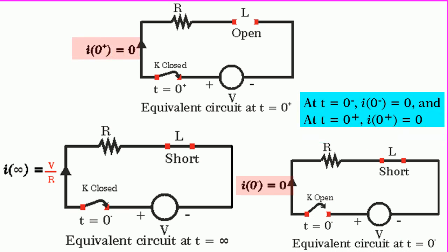You see that at t equal to 0 minus, I of 0 minus is equal to 0, and at t equal to 0 plus, I of 0 plus is equal to 0. This will confirm that the inductance circuit element will oppose the change in current.